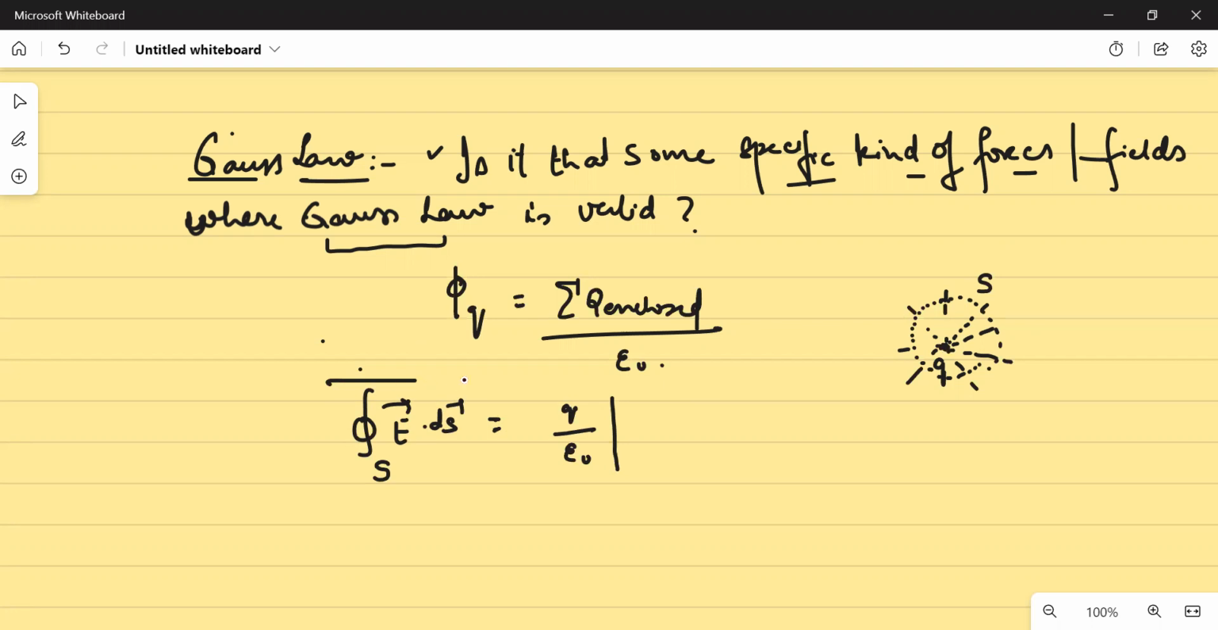I hope it is clear. So this is how it is. This is your one way of expressing the thing. Another way of expressing it can be this entire thing in differential form. So for example, I know my del dot E vector.